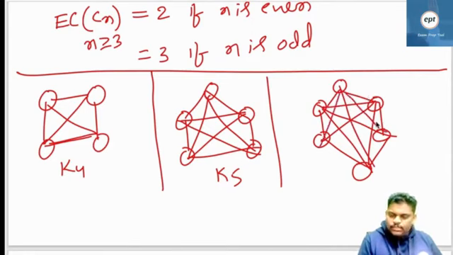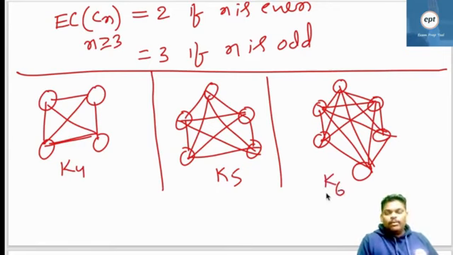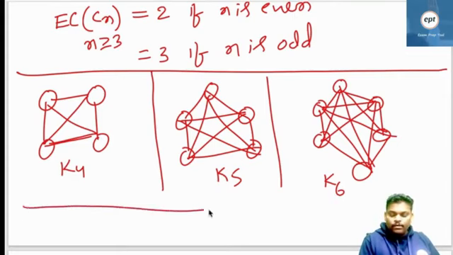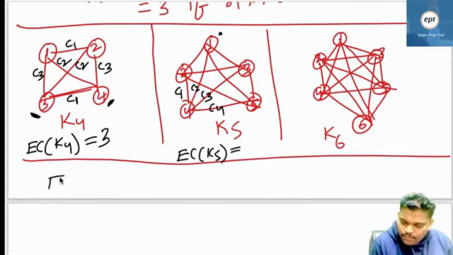Simply remember K6. So I think everyone is 5 degree. So can you try one by one? Edge chromatic number for everyone, can you find out?